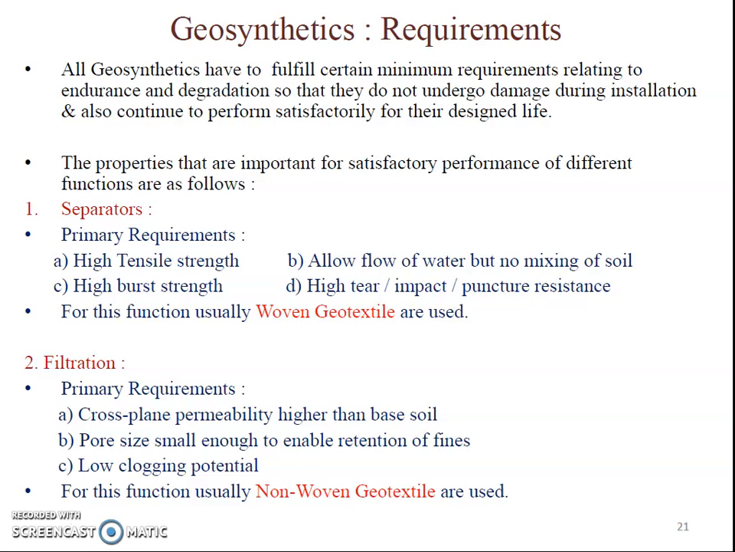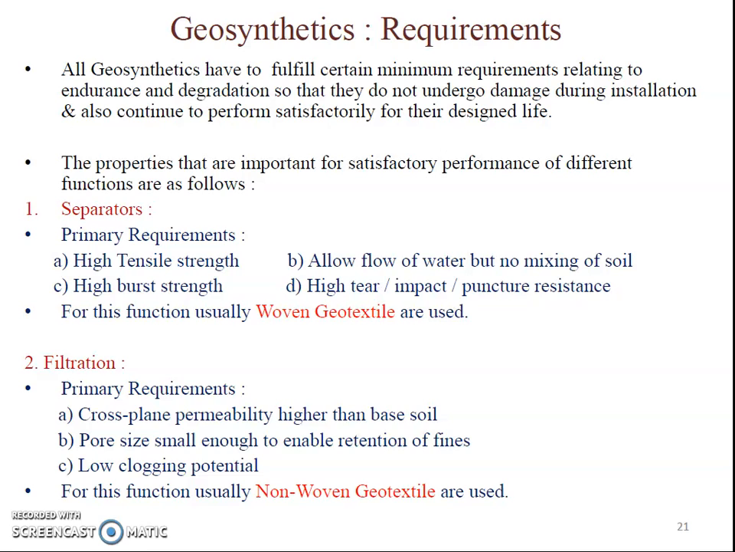In the previous part, we studied what geosynthetics are, what the types are, and what the functional requirements are. In this part, we study the geosynthetics requirements. All geosynthetics must fulfill certain minimum requirements related to endurance and degradation, so that they do not undergo damage during installation and also continue to perform satisfactorily for their design life.